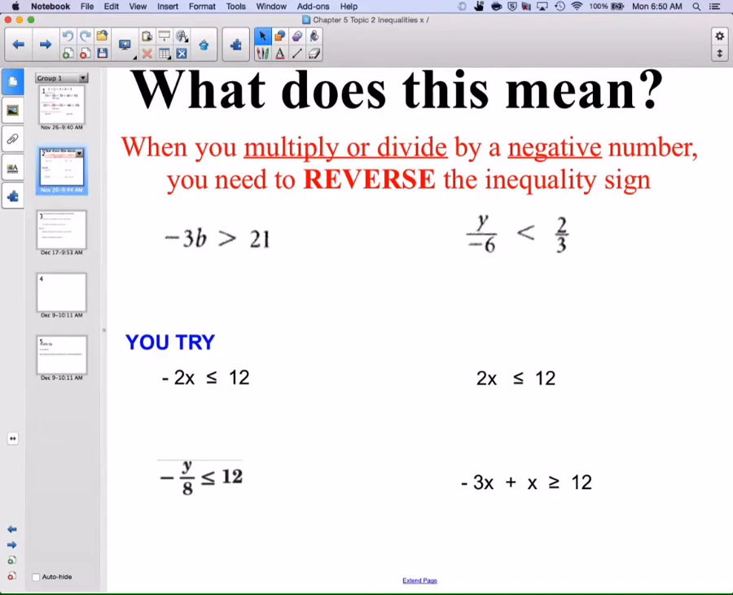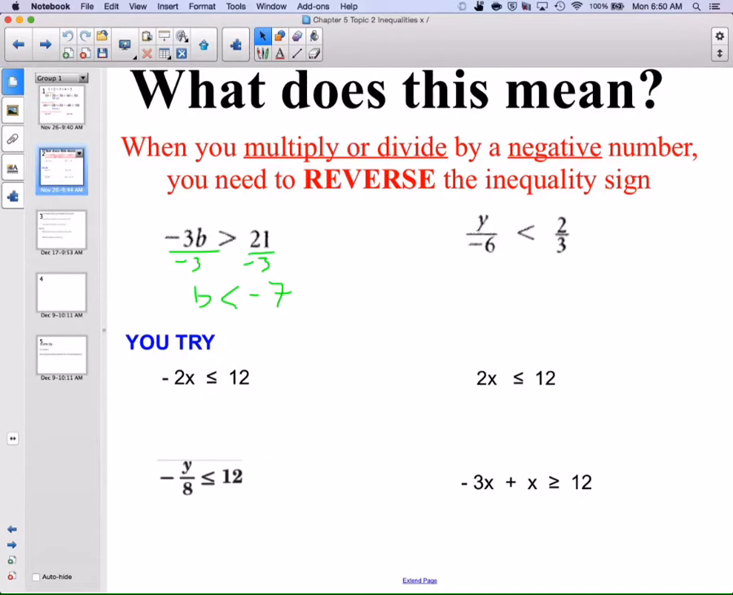Let's see what that means. So we'll take a look at this first one. I'm still going to solve this like an equation, but I have to keep in mind this new rule. So whenever I multiply or divide by a negative number, I reverse the inequality sign. So that's going to be b is less than negative 7.